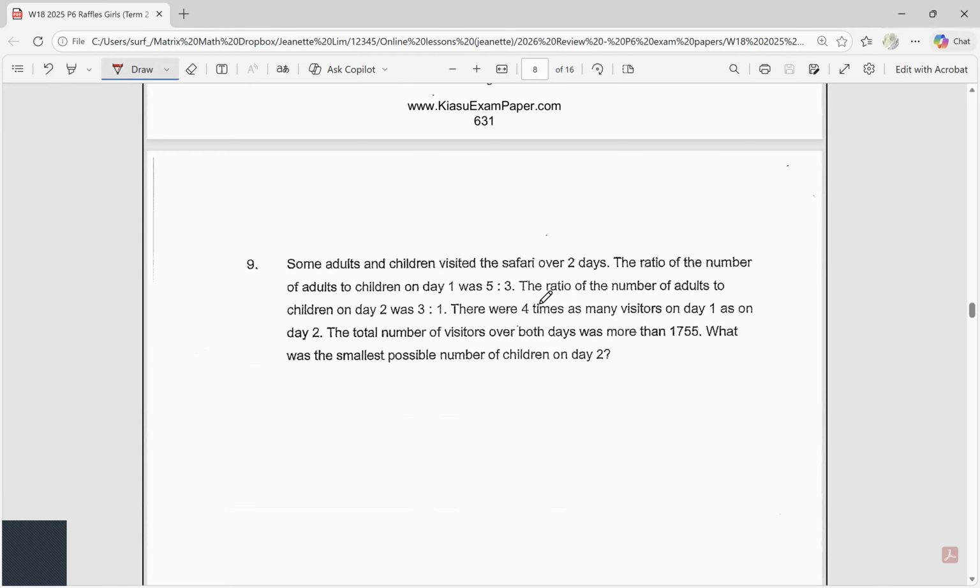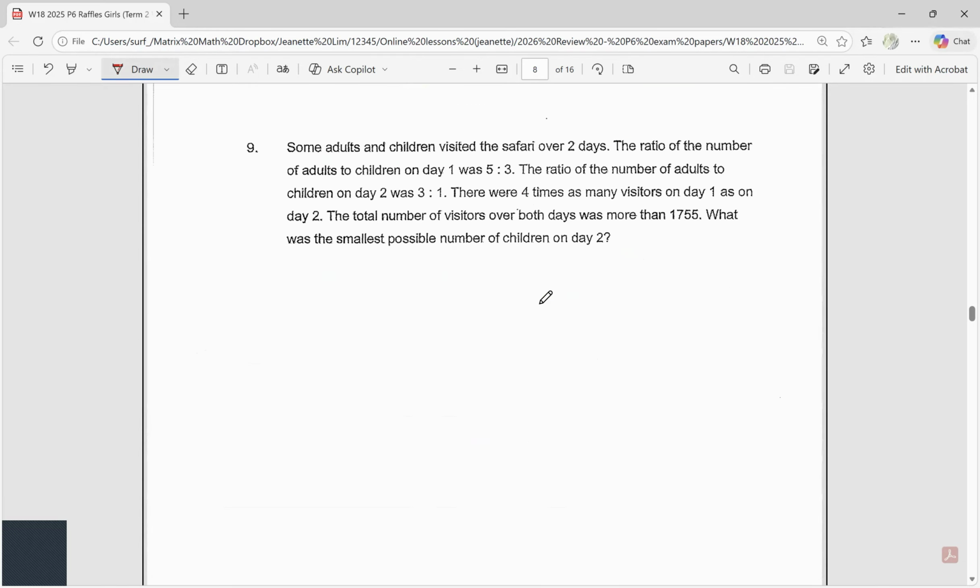Question 9. Some adults and children visited the safari over 2 days. The ratio of number of adults to children on day 1 was 5 to 3. Ratio of adults to children on day 2 was 3 to 1. There were 4 times as many visitors on day 1 as on day 2. Total number of visitors on both days was more than 1755. So what's the smallest possible number of children on day 2?